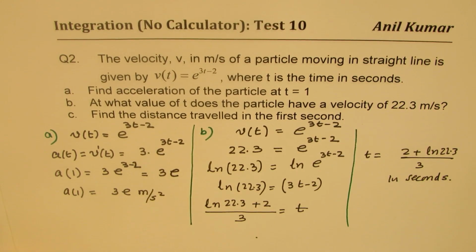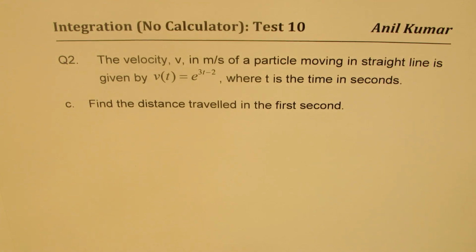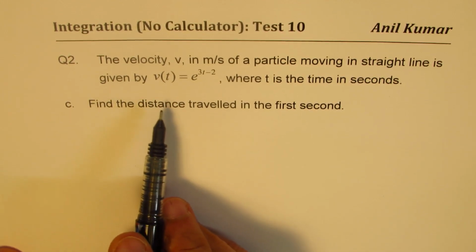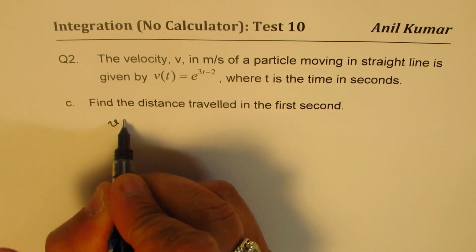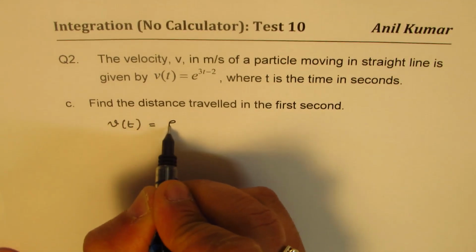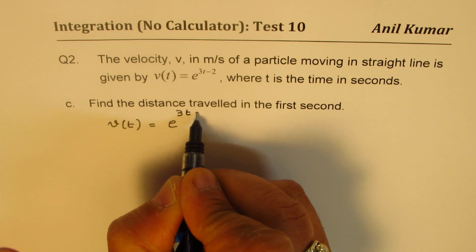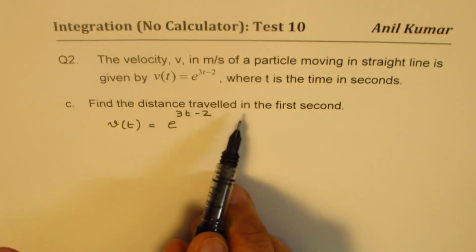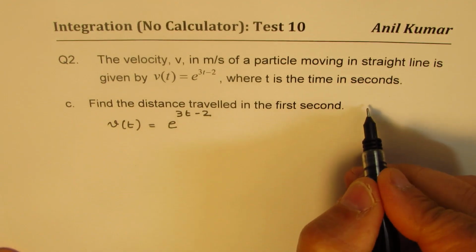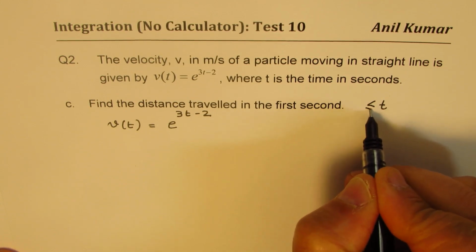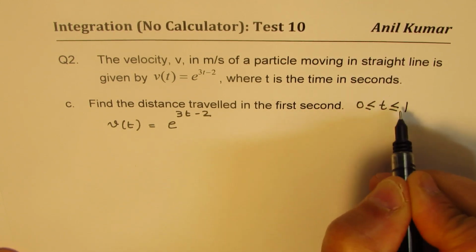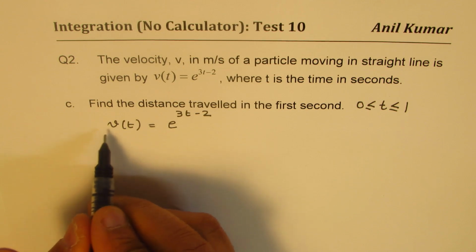Okay. Let's take part C on a fresh page. Find the distance traveled in the first second. Now to find the distance traveled, we need to integrate, right? So we are given the velocity as equal to e to the power of 3t minus 2. Distance traveled in the first second, that means from 0 to 1, correct? So that is what it means. So we need to integrate this, right?